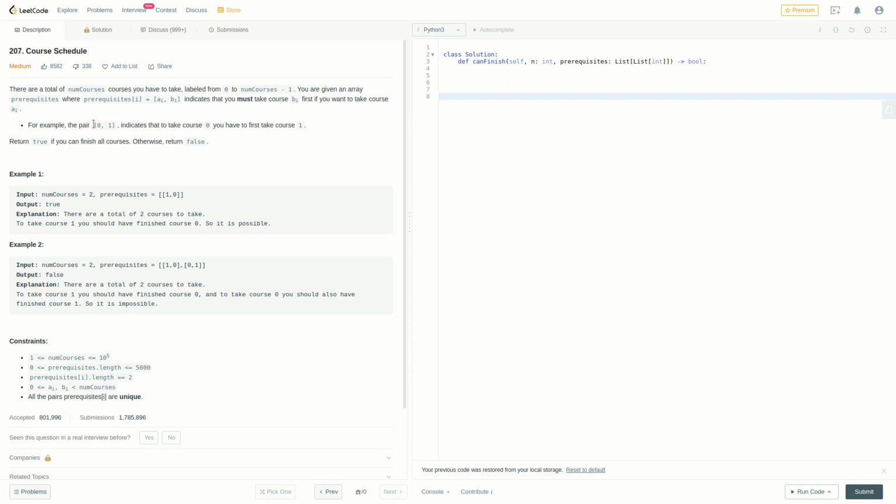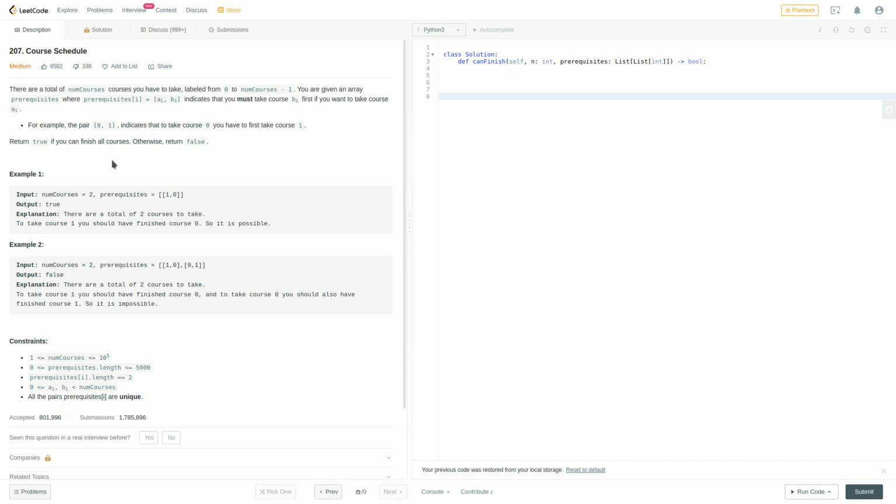For example, the pair 0-1 indicates that in order to take course 0, I have to take course 1. So course 0 is going to be dependent on course 1. Return true if you can finish all the courses, otherwise return false.